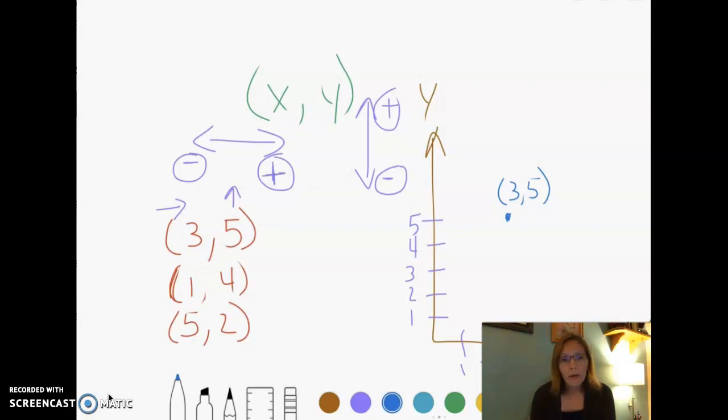The next point, 1, 4. Now I'm only moving to the right 1 and up 4. So move over 1 and up 4. Remember, when you plot a point, you have to label it. Otherwise, it's just a point floating in space. I have no idea what it is. And then the last one is 5, 2. So I'm going to go to the right 5 and up 2. Over 5 and up 2.